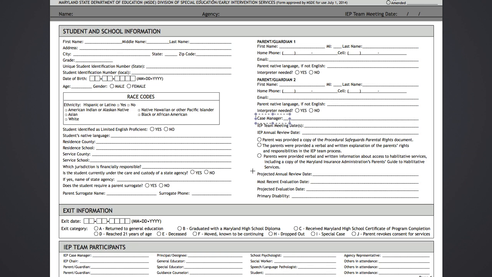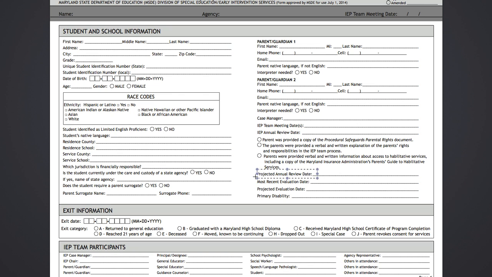And then we have some areas for dates. So if we talk just a minute about dates, we know that the annual review is annual. And so if the annual review date is today, let's say if it's September 1st, 2014, then we would enter that here, September 1st, 2014, as the annual review date. And then our projected annual review date would be 1 calendar year after the annual review. So in this case, we would say September 1st, 2015.